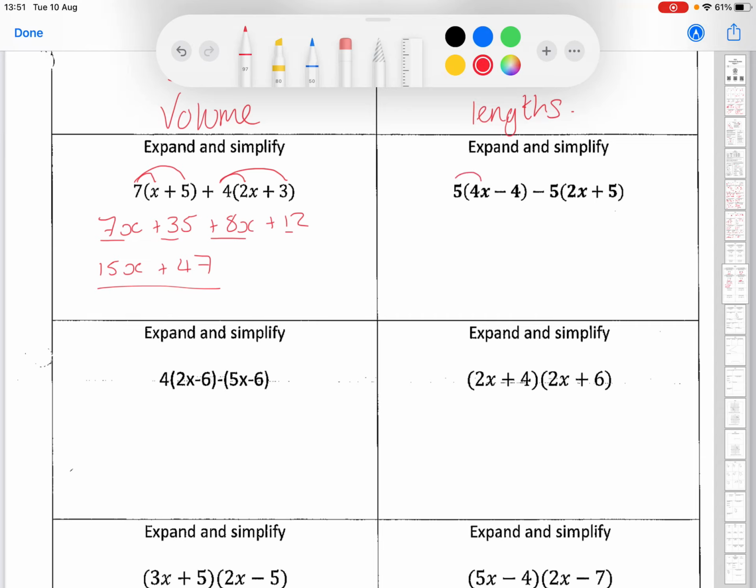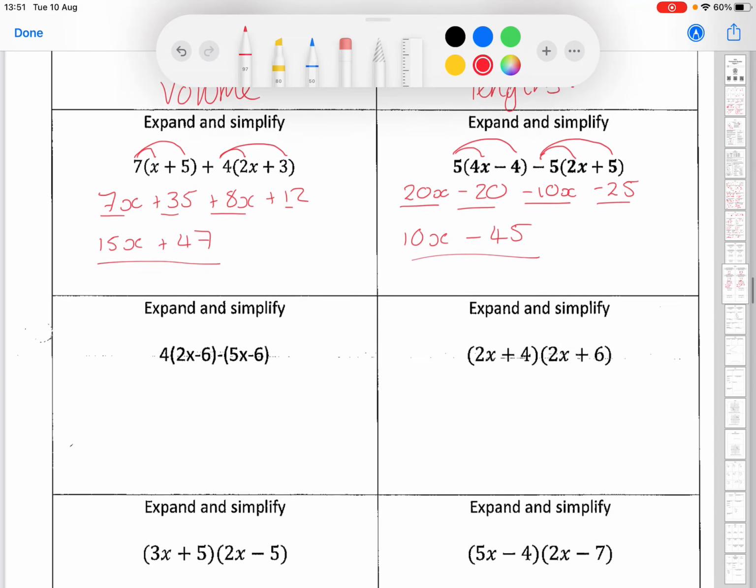Next ones, so we're going to do our 2 Santa hats again. So we're going to do 5x times 4x, that's going to be 20x. We're going to do 5 times our minus 4, that's going to be minus 20. Very careful on this next one because it is a minus in front of that 5. So we're doing minus 5 times 2x, that's going to be minus 10x. Then we're going to do minus 5 times positive 5. When we're doing minus 5 times positive 5, that makes minus 25. So if we bring this together, we've got 20 take away 10x, that gives us 10x. Then we've got minus 20 minus another 25, that gives us minus 45.